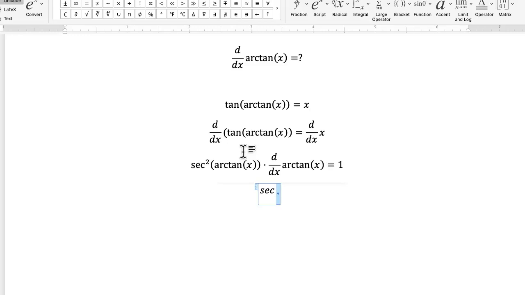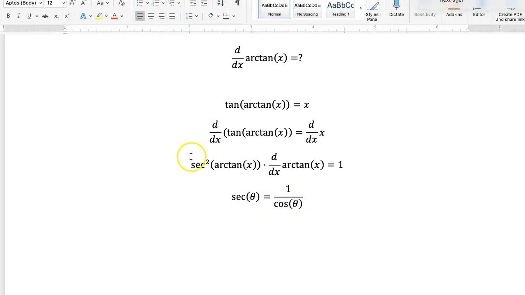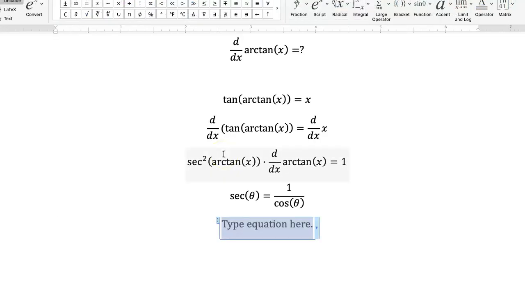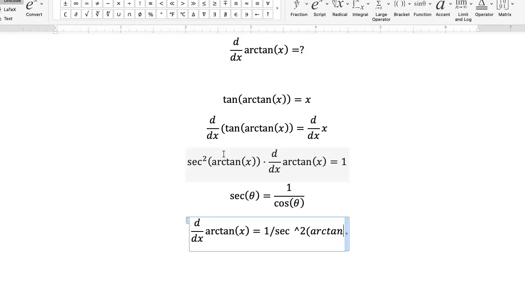Now, you remember that secant theta is just 1 over cosine theta. And so this is essentially 1 over cosine squared. So we're going to multiply both sides by cosine squared. And so the derivative d/dx of arctan of x is 1 over the secant squared of arctan of x.